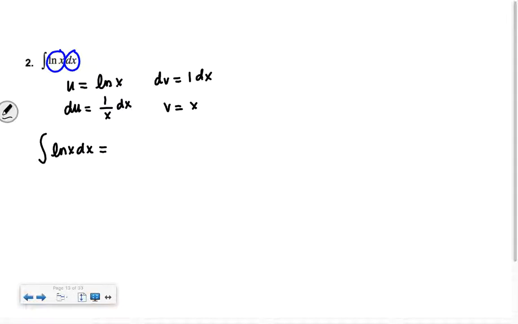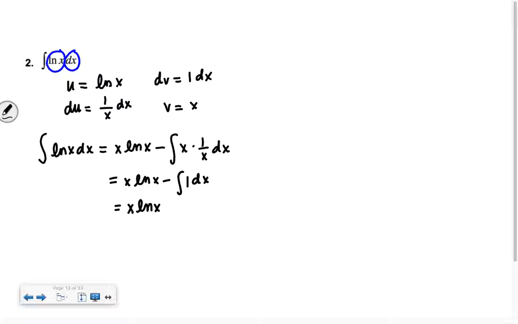All right, so we do uv. So uv is the downward diagonal. So we're going to do x natural log of x minus v du. So the integral of v du is going to be x times 1 over x dx. Well, how does that simplify? Yeah, it just becomes 1 dx, right? Or just dx. So if I integrate dx, I get x. So if you've ever wondered, how do I find the antiderivative of natural log? We just did. The antiderivative of natural log is x natural log of x minus x. Make sense?